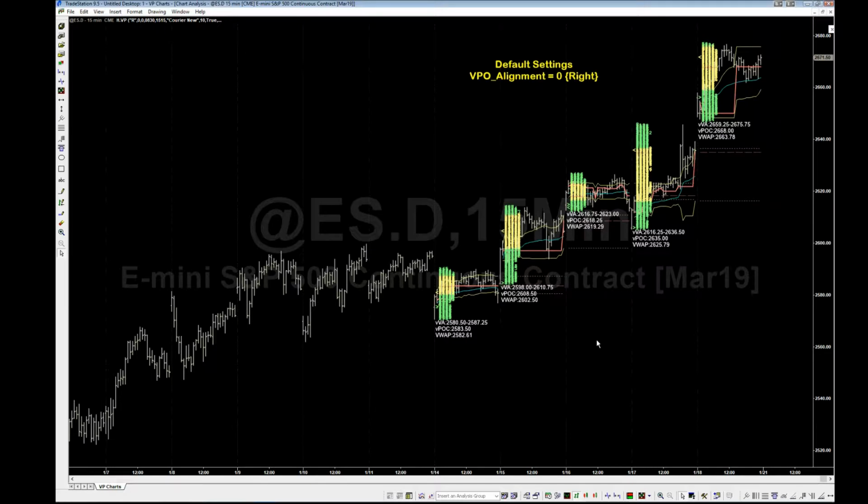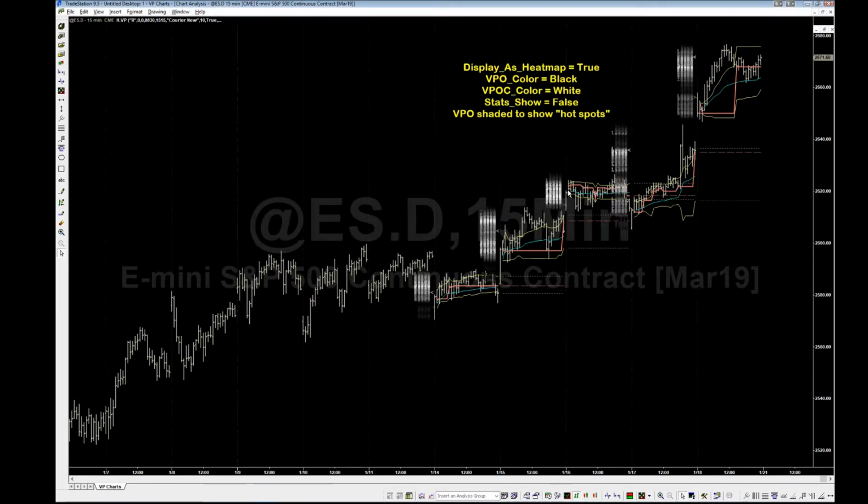This first alternative changes the alignment of the VPO. You can set it to right alignment so that it's on the right hand side of the first bar of the session. In this example, the VPO is changed to be displayed as a heat map, where the highest volume area is in white, the lowest volume area is in black, and those areas in between are shades of gray. Stats have been turned off, and this helps you see where the hot spots are.